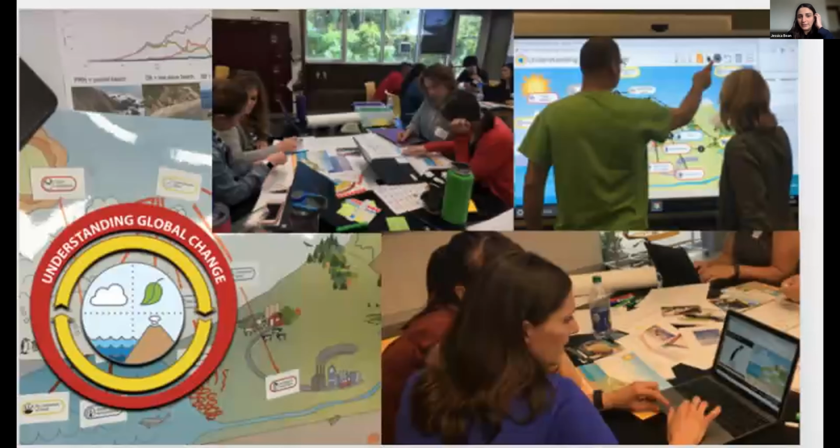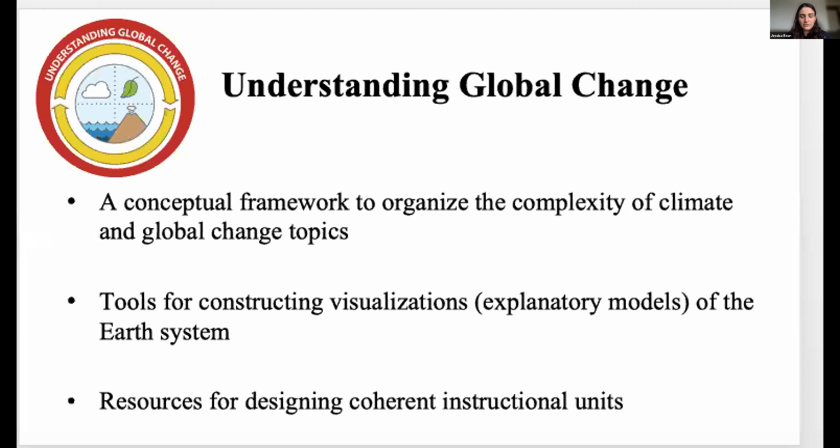So again, I've been really, really lucky. I've had some amazing colleagues and experiences working across the country to implement and share these resources in classrooms and in professional development. Please reach out if you're interested in these opportunities. And again, through this Global Change Project, we've created this conceptual framework that I shared with you, the tools for visualizing the connections and creating those models, and finally, ideas for planning and how to construct new units that involve systems thinking and understanding global change tools.